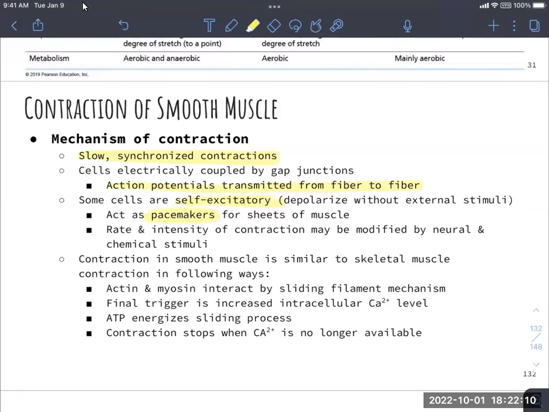The rate of contraction and the intensity are modified by your nervous system, through the chemical connection, talking back and forth between the neuron and the cell through neurotransmitters and different ions. And those contractions in smooth muscle are still pretty similar to skeletal muscle because they still use sliding filaments with the actin and the myosin.